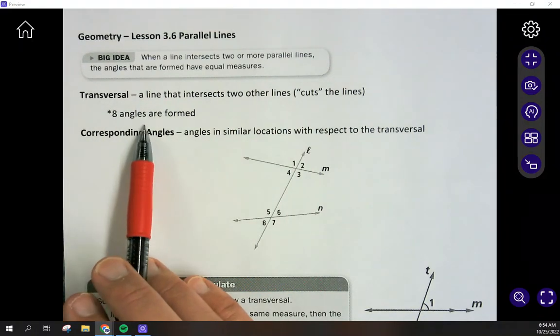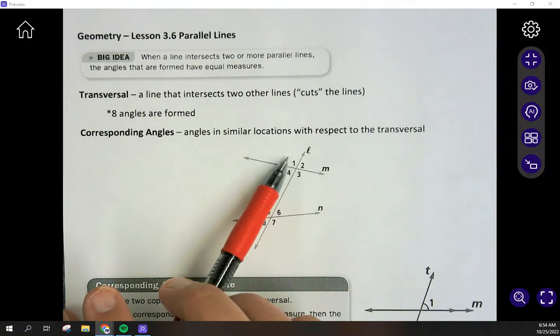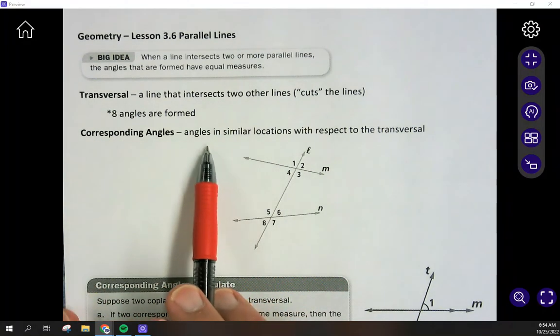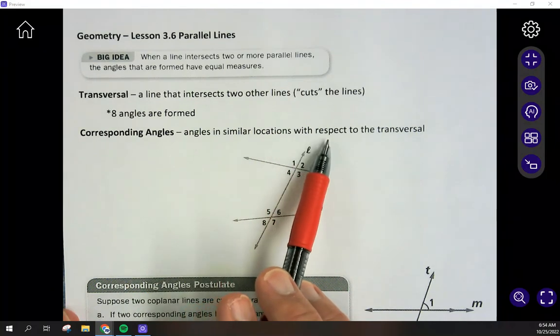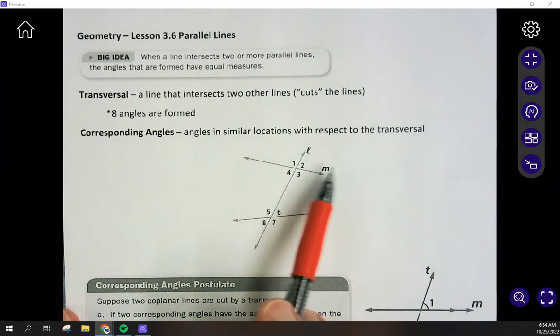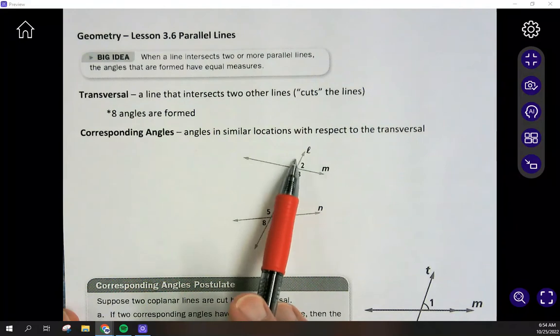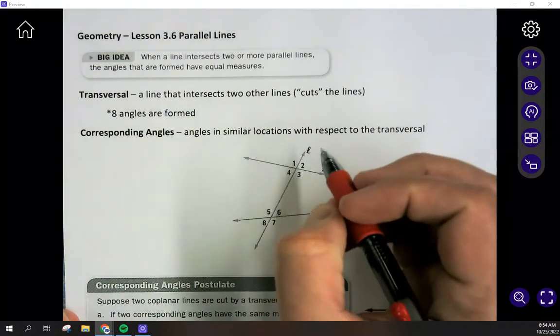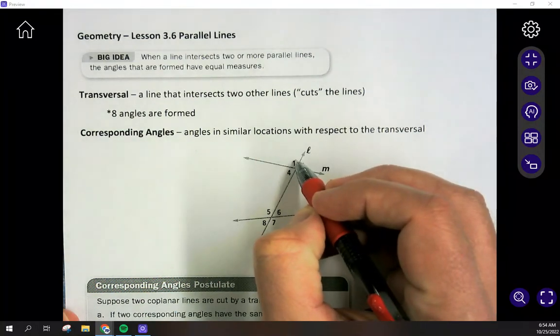There's 8 angles that are formed. All right, and some special things happen when we have parallel lines. Now the corresponding angles are the angles in similar location with respect to the transversal. So we've got this coming through and we get these two different sets of 4 angles. The corresponding angles are the ones in the same spots.